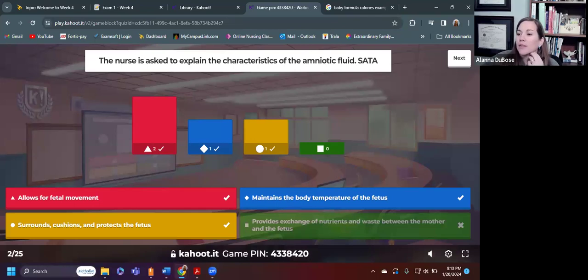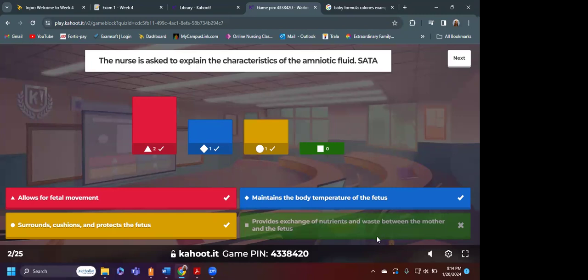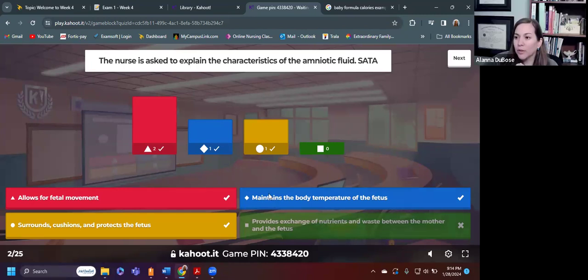Good job. All three of these are correct, and nobody chose the distractor here, which is good. What is this one referring to? The green one? The placenta. Good. So yes, the amniotic fluid does allow for fetal movement, helps maintain the body temperature of the baby, and surrounds, cushions, and protects the fetus.